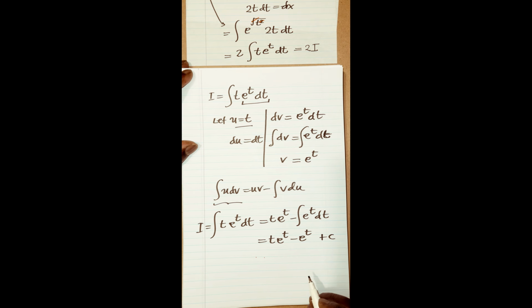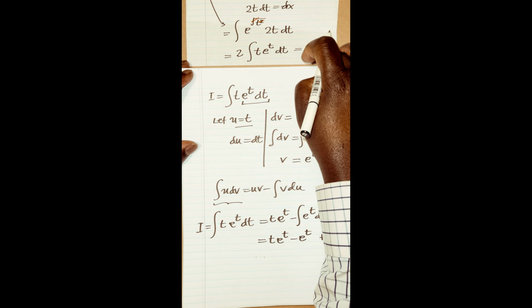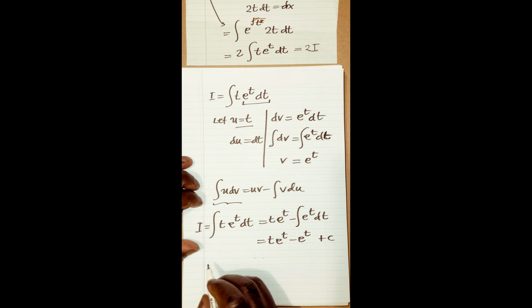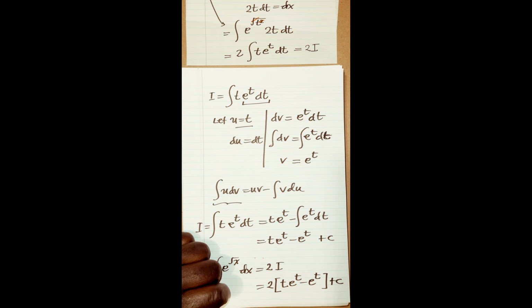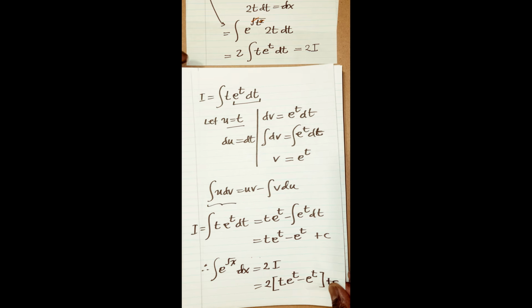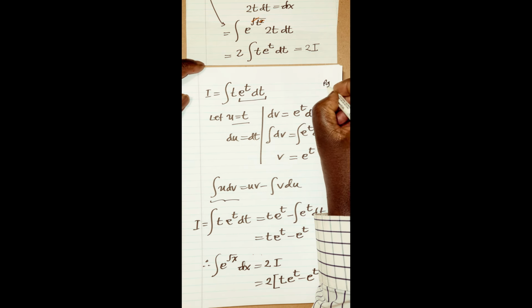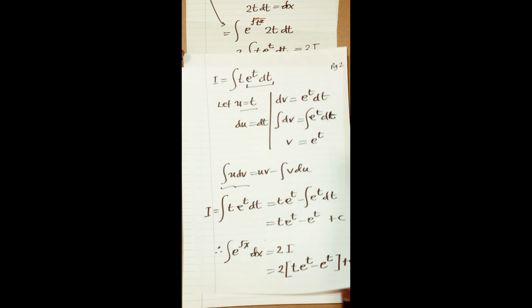Now we have to revert to our original variable. But before we do that, we are mindful of the fact that we have 2I there. So we can say, therefore, our integral, which is e to the power square root of x dx, must be equal to 2I, which is 2 times what is I? I is t e to the power t minus e to the power t, and then I'm going to put c there at the end. It's a constant, so you can put it there. This is page 2. Let's go to page 3 to just finish this off.